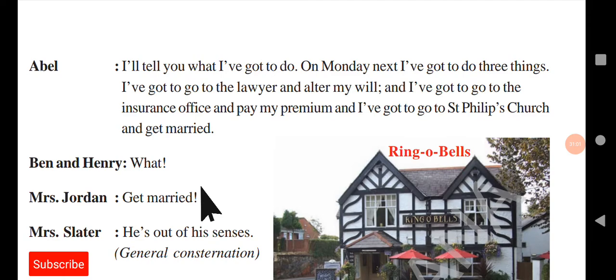So here Abel Merriweather says, since you both, my lovely daughters, are not at all deciding things, I want to live with someone who can look after me. And who is that? He is actually going to marry someone. So he says, on Monday I'm going to do three things. One is to pay his premium, another is to go to his lawyer and alter his will, and the third thing is to go and marry.